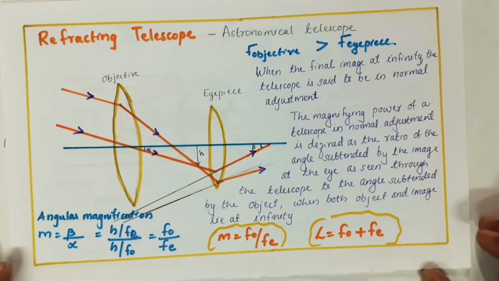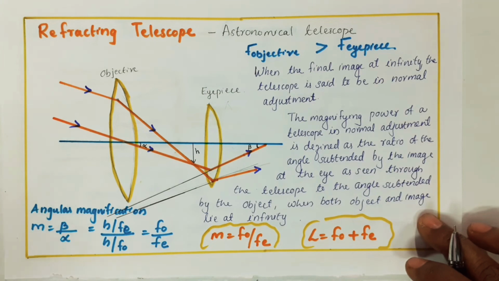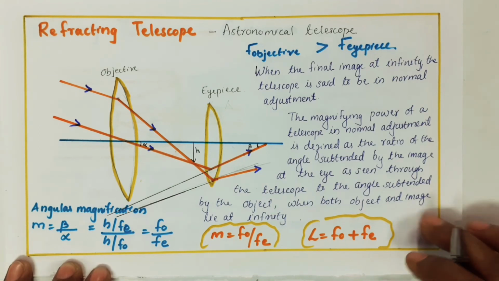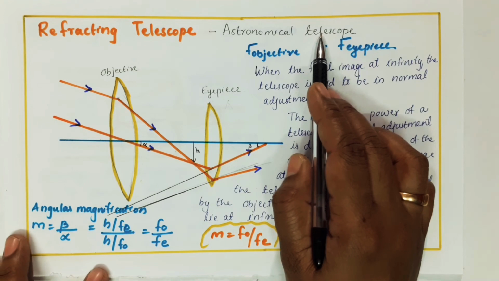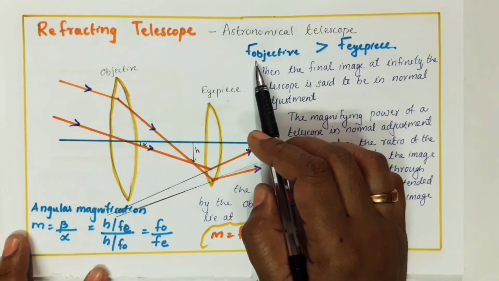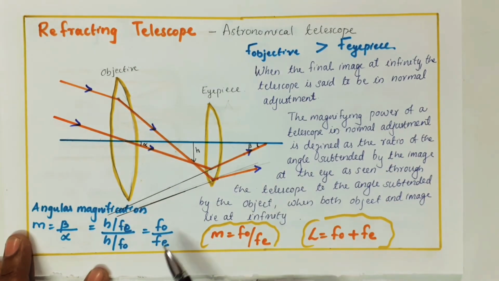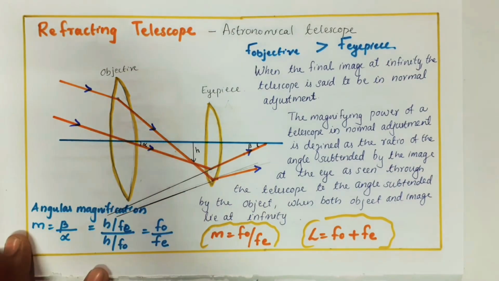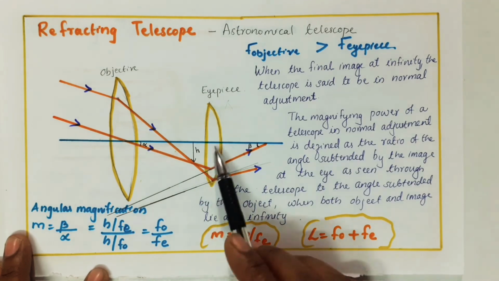Next is the telescope. A telescope is the instrument used to view far objects, like distant objects. Here we have two types of telescopes also. First is called the refracting telescope or astronomical telescope. Just the reverse condition: in this case, the objective focal length should be more than the eyepiece. Here also we have two lenses. As we know a telescope is used to view far objects, we are taking the light rays coming from infinity. We get an image.